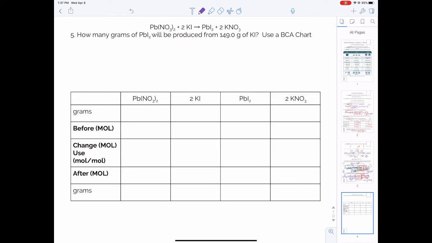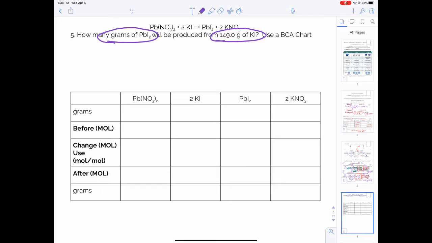So we're going to do a couple more of these problems before you do your homework. And these next two, numbers 5 and 6, are using a BCA chart. And again, you don't need to do these problems with a BCA chart, but I'm showing them this method because it does become easier when we start doing more complex problems. So, how many grams of lead 2 iodide will be produced from 149 grams of potassium iodide?